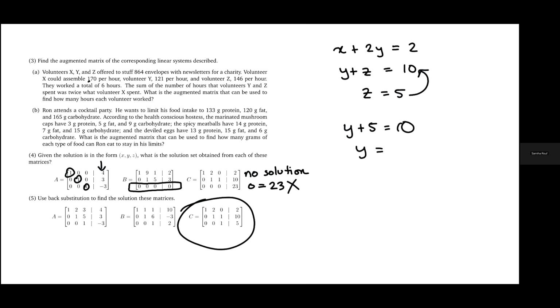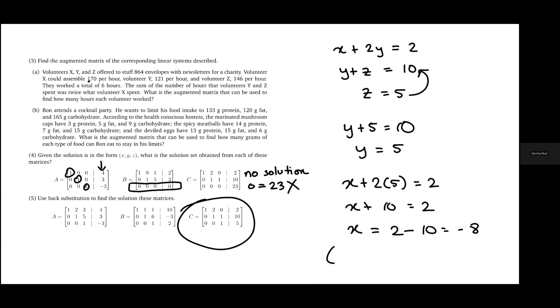And now we're going to put both z and y into the first equation. Now the z is zeroed out in the first equation, so we just have to plug in the y. x plus 2 times 5 equals 2. So x plus 10 equals 2. So x equals 2 minus 10, which is -8. So our solution set would be -8, 5, 5. And that's how you can get the solution set using back substitution when the matrix is in Gaussian form or row echelon form. Okay, and then that's the end of the review.